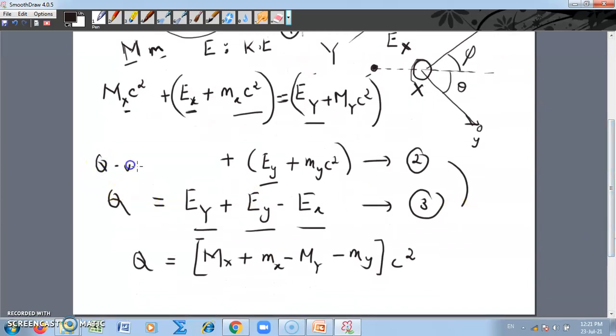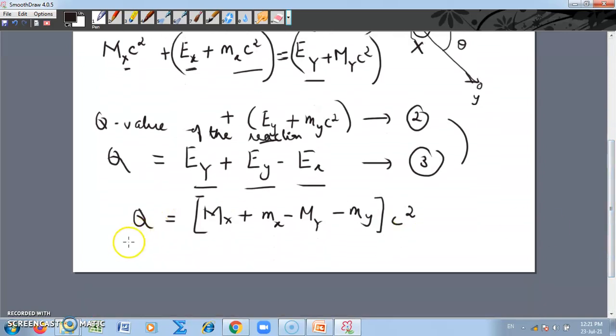So the Q value of the reaction is also called the energy balance, just as in the chemical equations, energy balance.